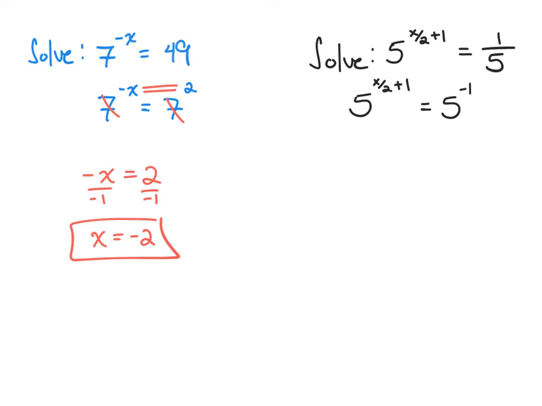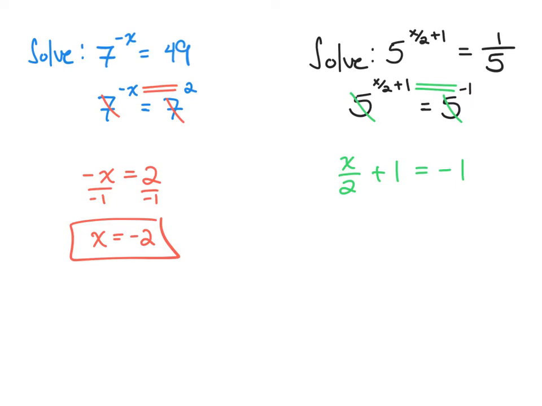Cool. We now have a like base on both sides of the equation. So again, this is kind of mathematically what's happening. We get to cancel the bases and set up a new equation. We have x over 2 plus 1 equals -1.